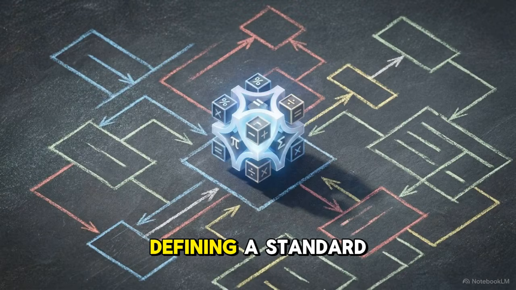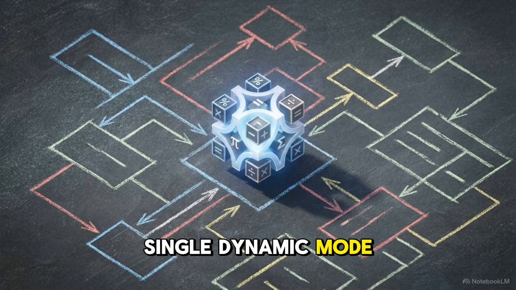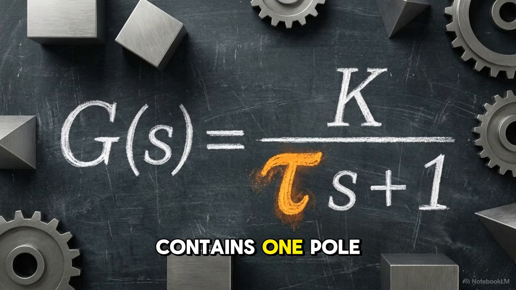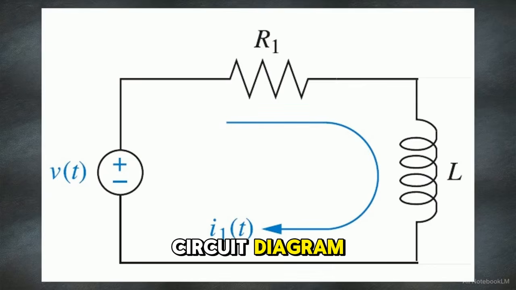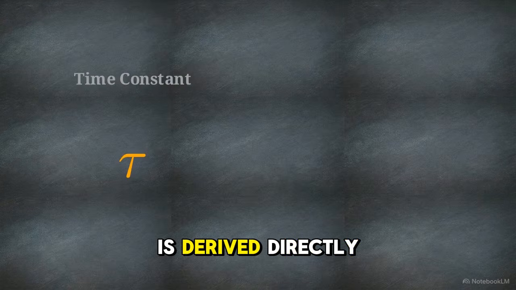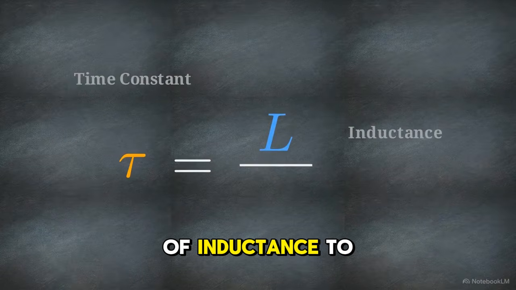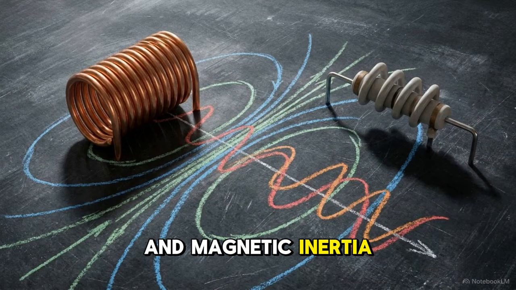We start by defining a standard first-order system. Governed by a single dynamic mode, its transfer function contains one pole and relies entirely on the variable tau, known as the time constant. Here is a circuit diagram modeling a physical first-order system. A voltage source drives a current, I1, through a single resistor and a single inductor. In this specific circuit, the time constant tau is derived directly from the ratio of inductance to resistance. It is the mathematical measure of the circuit's thermal and magnetic inertia.